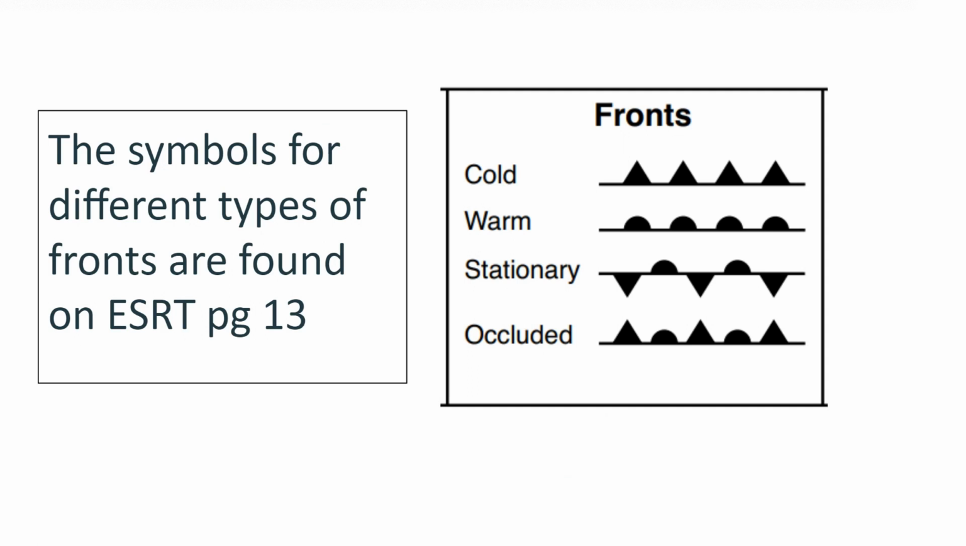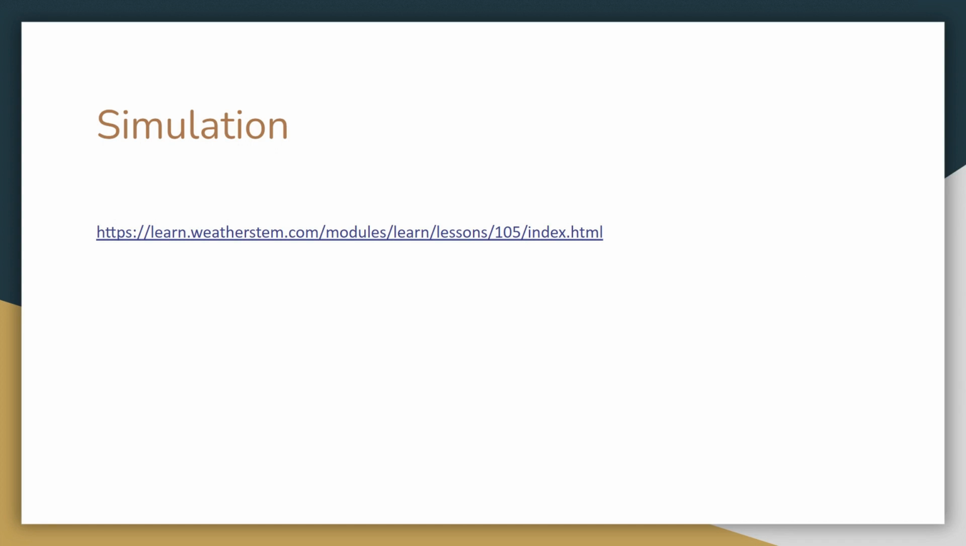The different types of fronts and their symbols are actually found on your reference table, page 13. So make sure you have that out. We are focusing on four different types of fronts: cold fronts that are represented with these triangles, warm fronts represented with these semicircles, stationary fronts represented with both the triangles and semicircles in opposite directions, and occluded fronts with triangles and semicircles in the same direction. You don't have to memorize this, it's on your reference table.